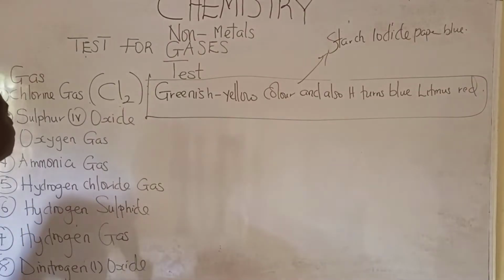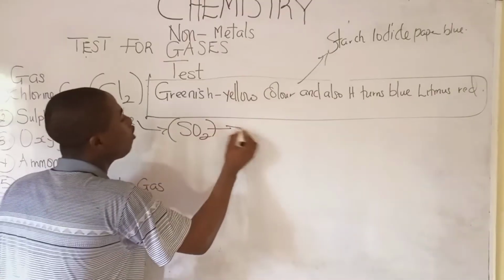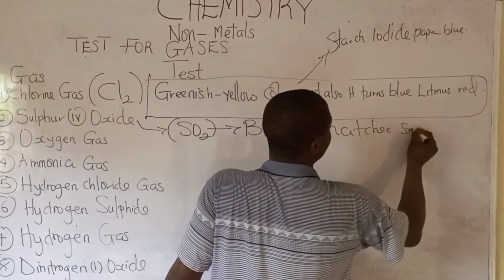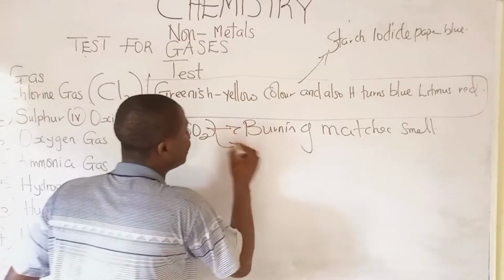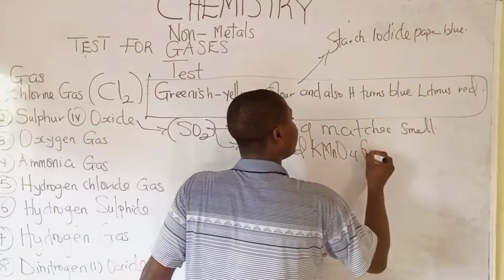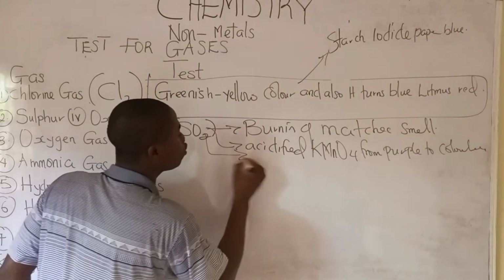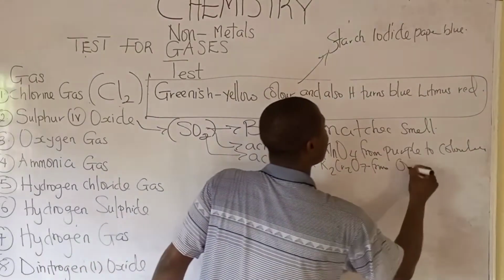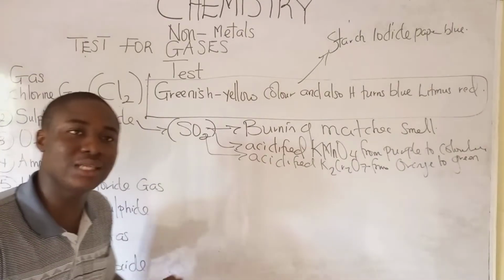Now moving over to the next one, which is sulfur oxide, given with the symbol SO2. Sulfur oxide has a burning matchy smell, and it changes the color of acidified KMnO4 from purple to colorless, and also changes the color of acidified K2Cr2O7 from orange to green. So these are some tests for this gas, which is SO2.